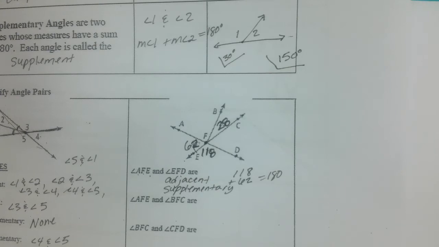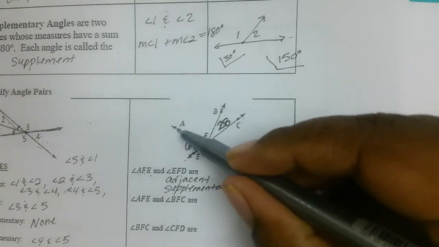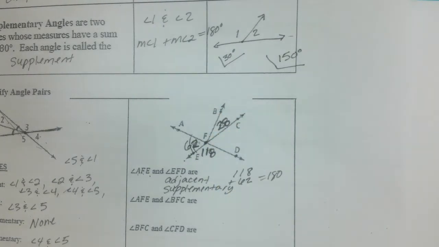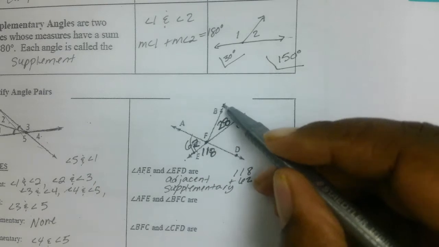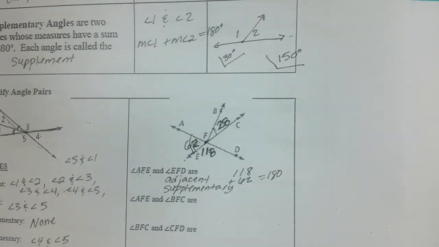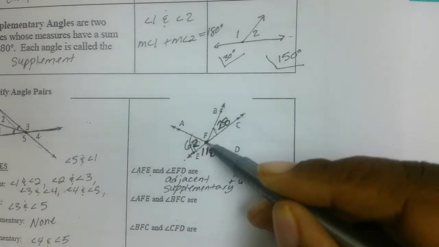So that's what those angles are. Well, now they're asking me about AFE, which is the same angle right here, which is 62 degrees. And then BFC, that's this angle right here. Well, they're definitely not adjacent, so I can't say adjacent. They're not vertical angles because they're not formed by two opposite rays. If I can see, it's not a big X there.